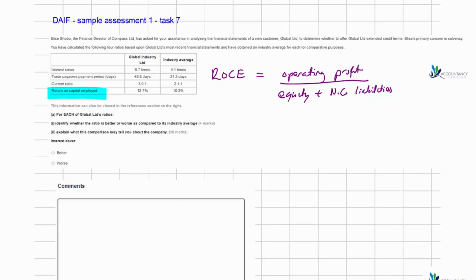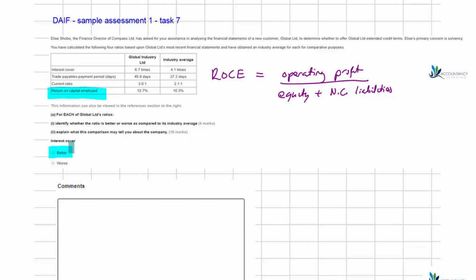So we want this number to be as big as possible, and we can see in this case Global Industry Limited has a return on capital employed of 12.7%. So that means that the money injected by the various people, by the shareholders and banks, are generating 12% of its value in terms of profit, whereas for the industry average it's lower at 10.3%. So in this case we can see that the return on capital employed is better than the industry average. Yeah, we want this number to be as big as possible.